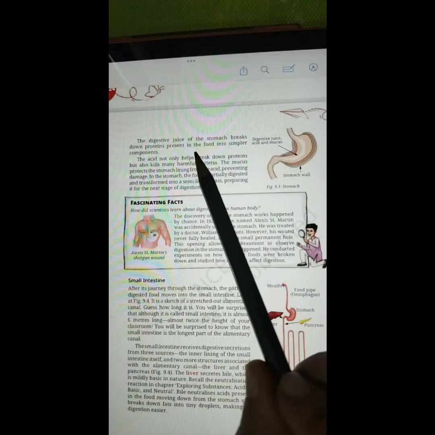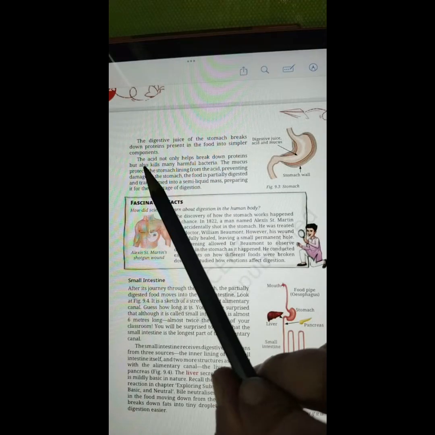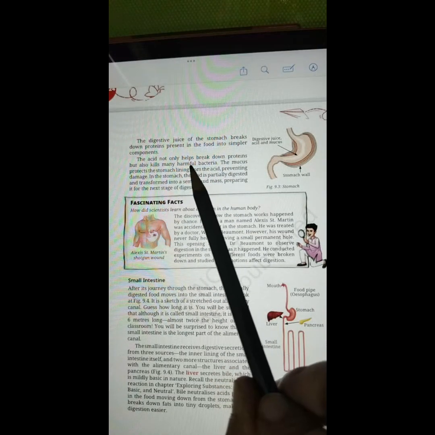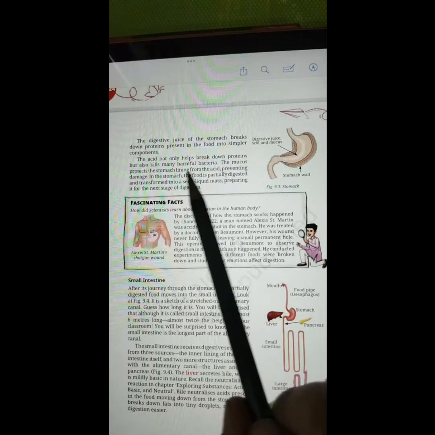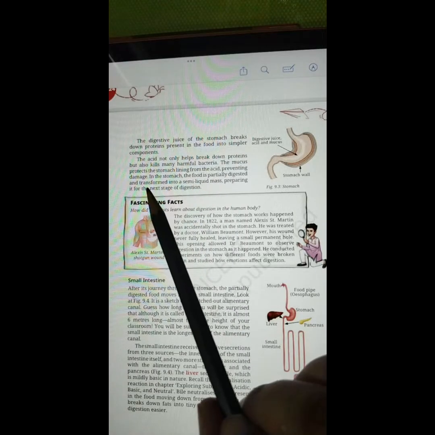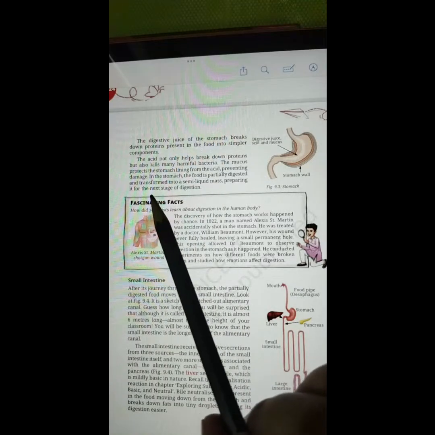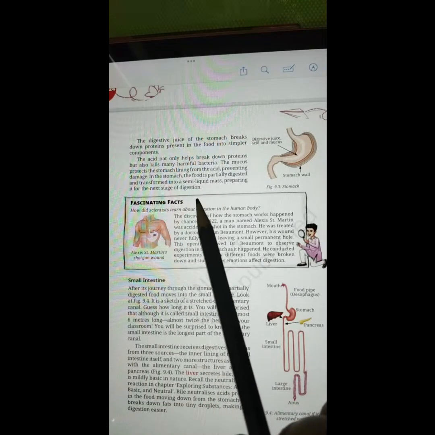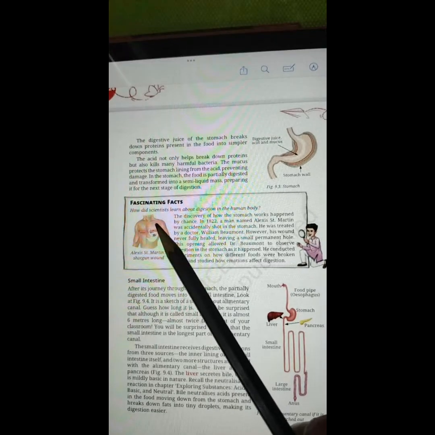The digestive juice of the stomach breaks down proteins present in the food into simpler components. The acid not only helps break down proteins but also kills many harmful bacteria. The mucus protects the stomach lining from the acid, preventing damage. In the stomach, the food is partially digested and transformed into a semi-liquid mass, preparing it for the next stage of digestion.